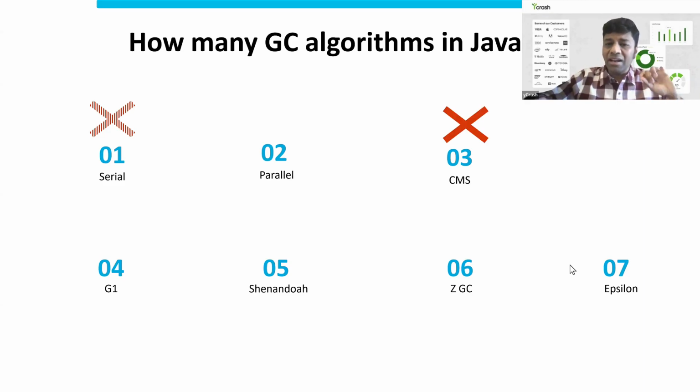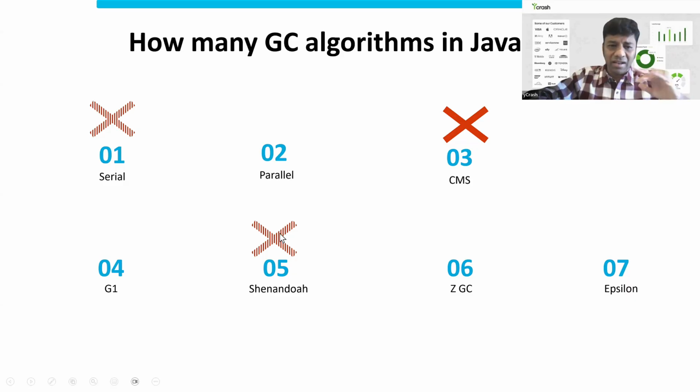Similarly, we can eliminate CMS, the concurrent mark and sweep algorithm. The reason is this algorithm was deprecated in Java 9 and it has been removed completely from Java 14. So even if you're running on any version before Java 14, you don't want to touch CMS because it is removed. Why do you want to go for something which has been removed?